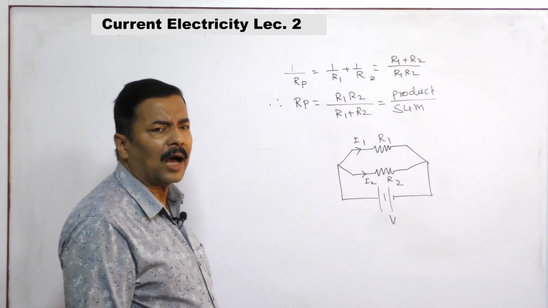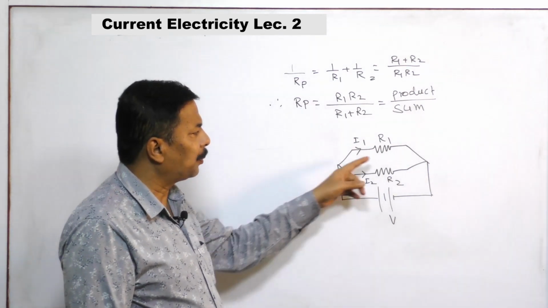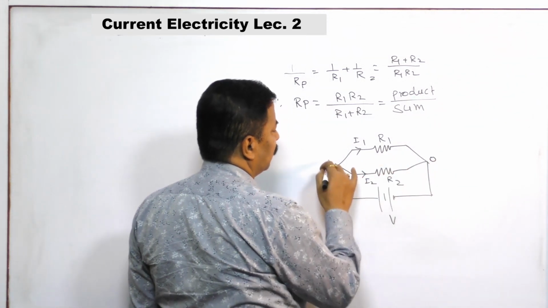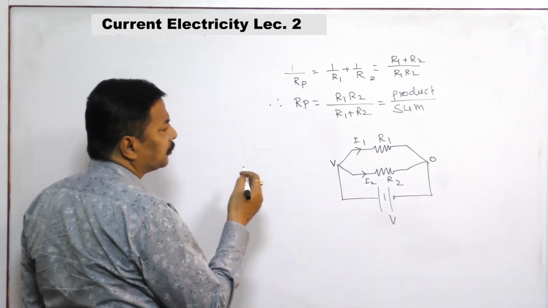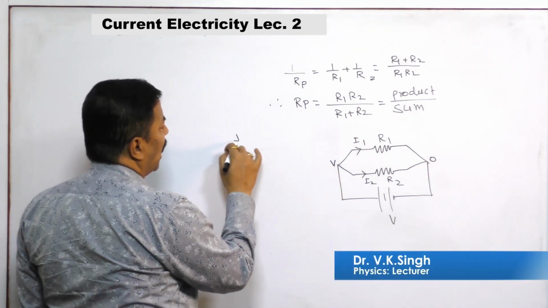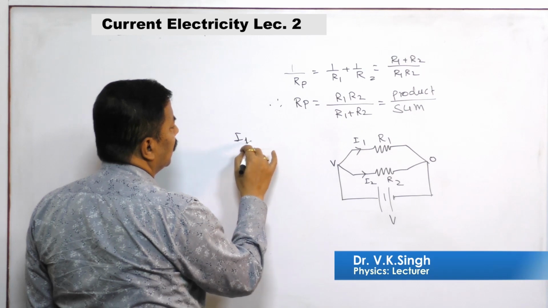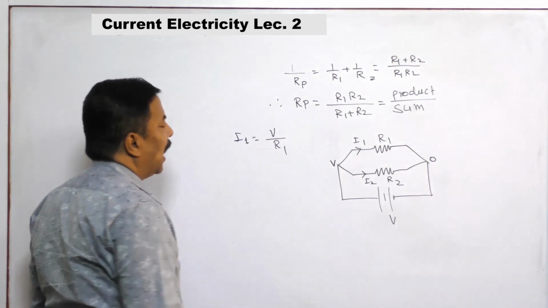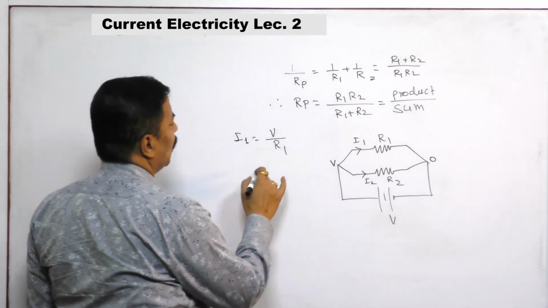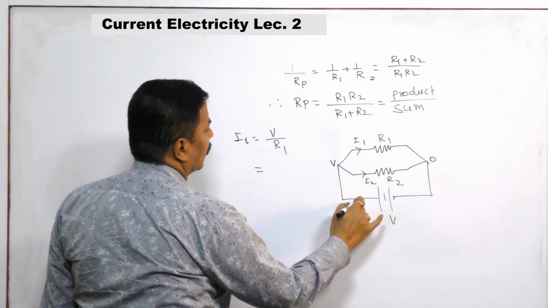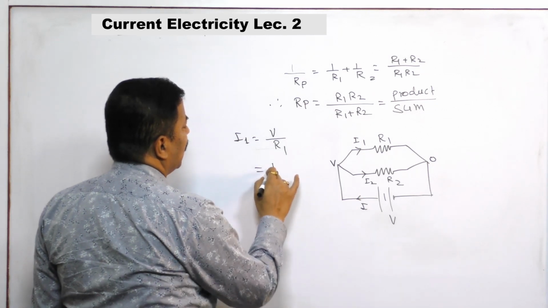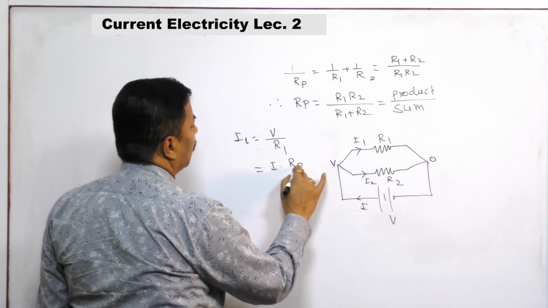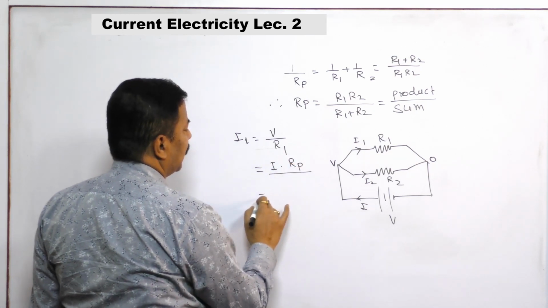Now what is the value of I1? In parallel combination, potential difference remains the same. Here lower potential, if I take it as 0, it will be V. So I1 is equal to V by R1. And V is what? V is your I into R parallel.